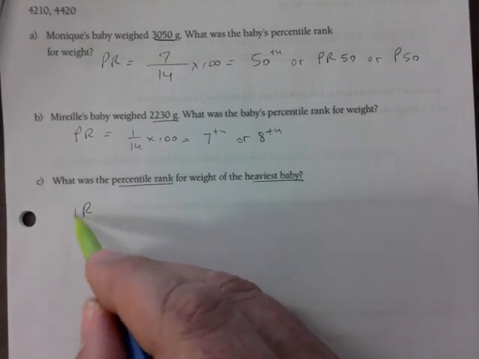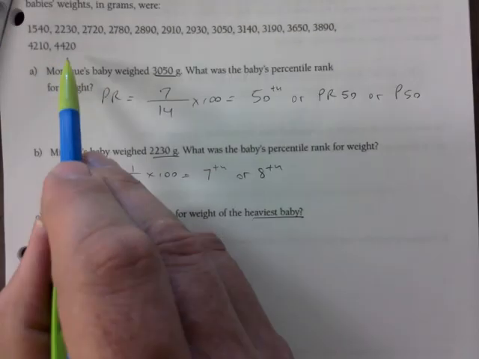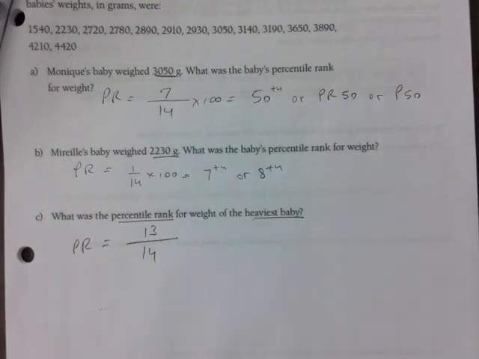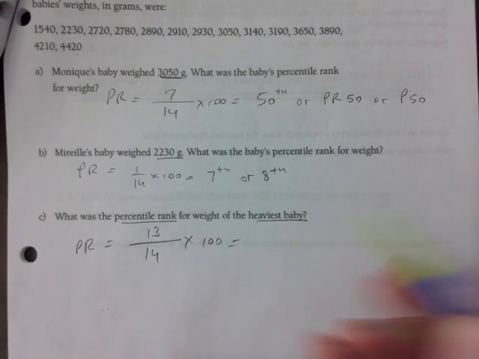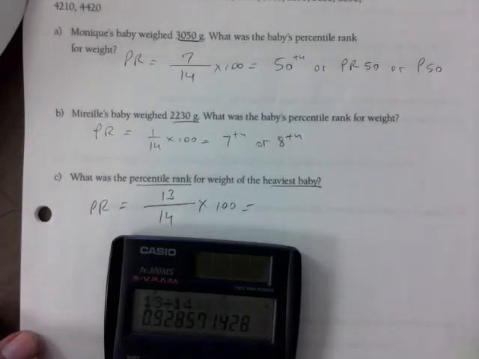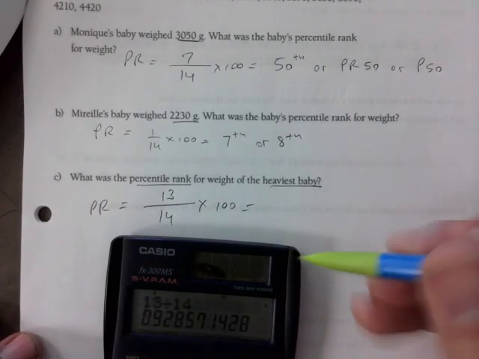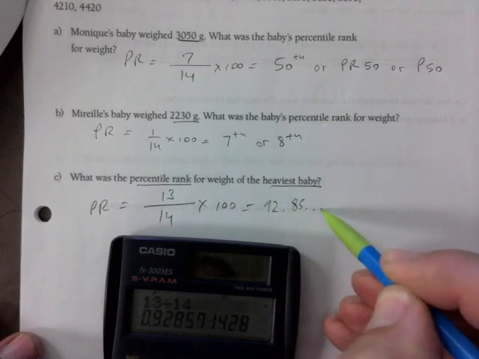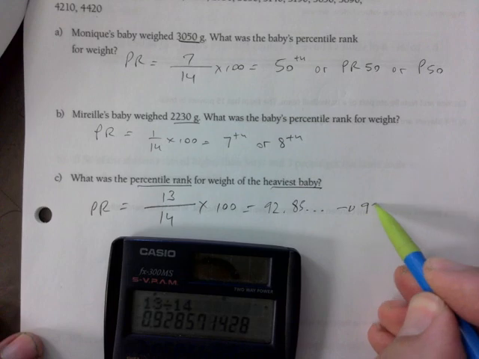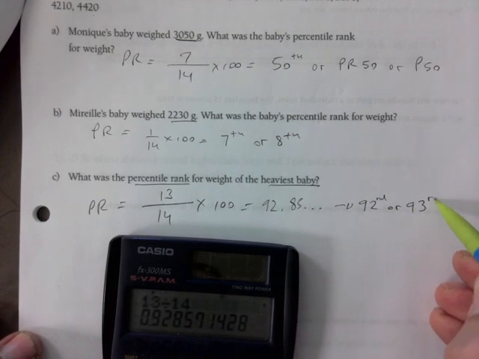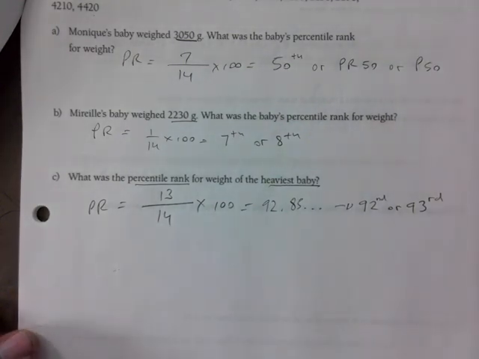Okay, percentile rank for the heaviest baby. So if you consider the heaviest, 4420, that means that 13 are below, and then 14. So that's, I need a calculator for that one. Can't handle that one. So that's 92.8. So it's okay to do this, right? But then you just want to state 92 or 93. Okay, 92nd or 93rd. And so that's how you do those.